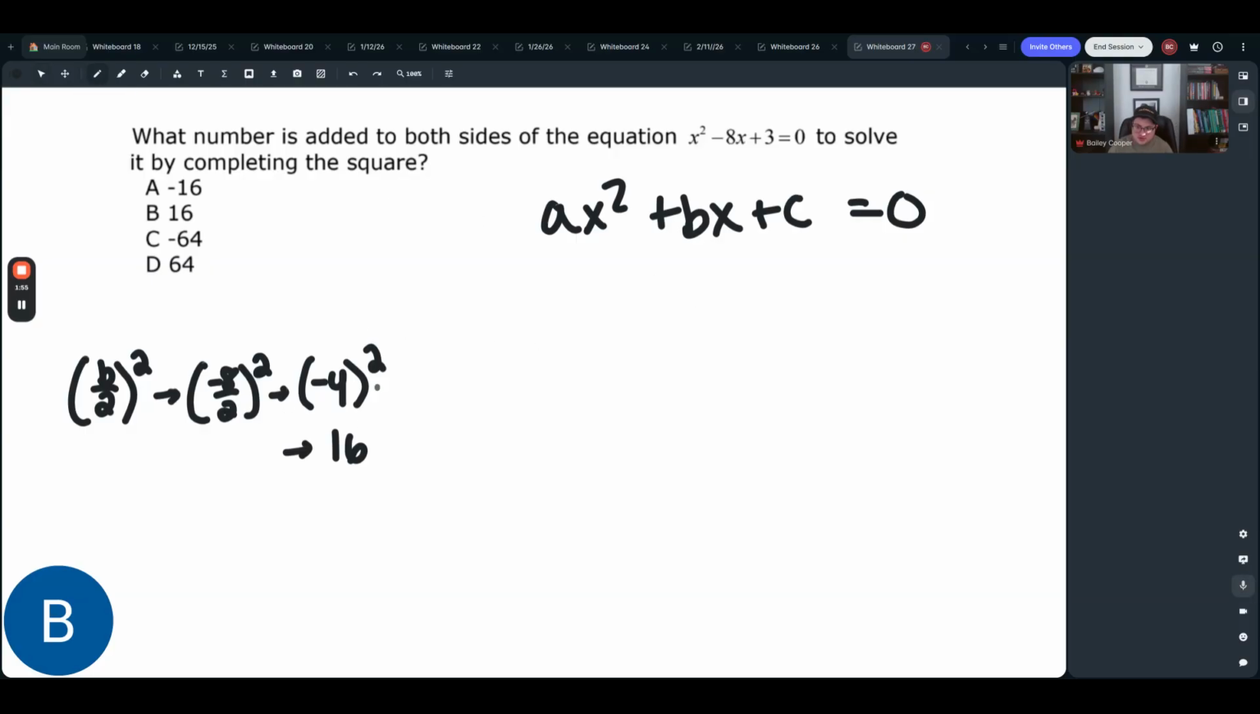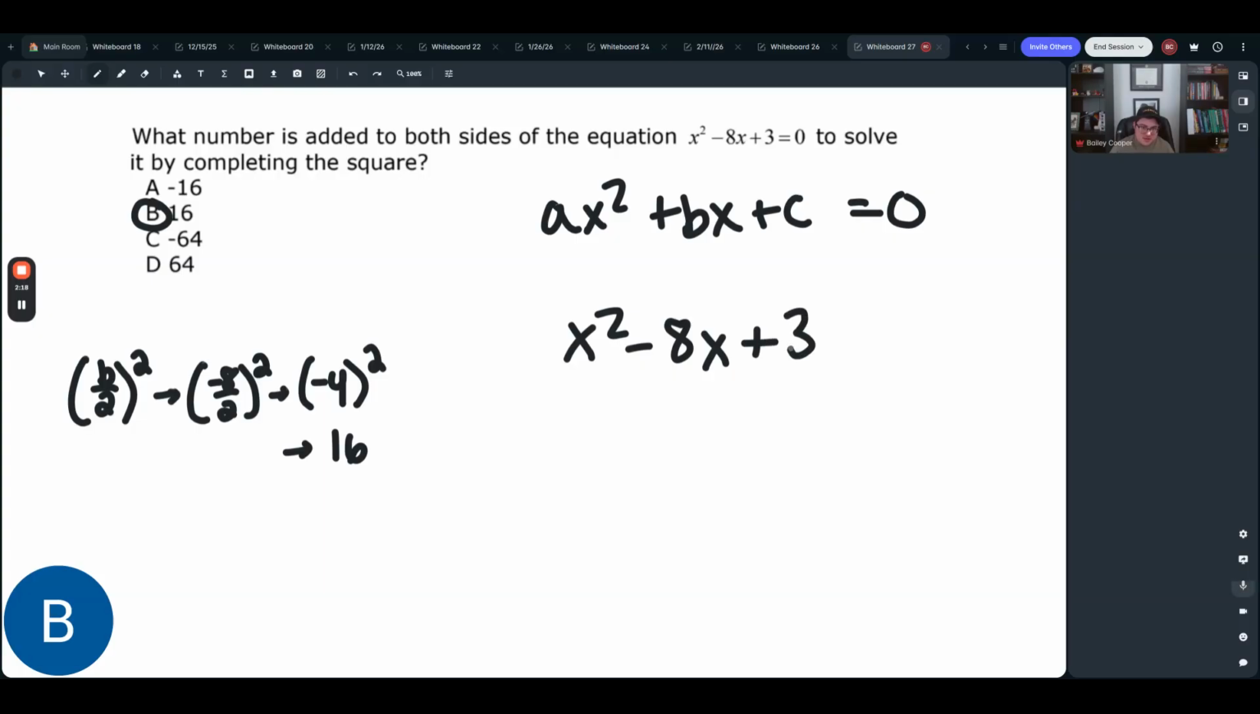For the purposes of this problem, we're done, because it just asks what number is added to both sides to solve it by completing the square. We just did this formula. It was 16. That's pretty easy. But I want to actually walk you through the rest of this problem as well, because there's some interesting stuff that happens here that I want us to check out.